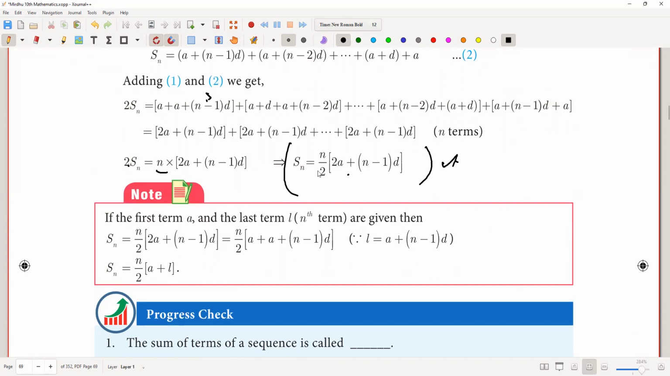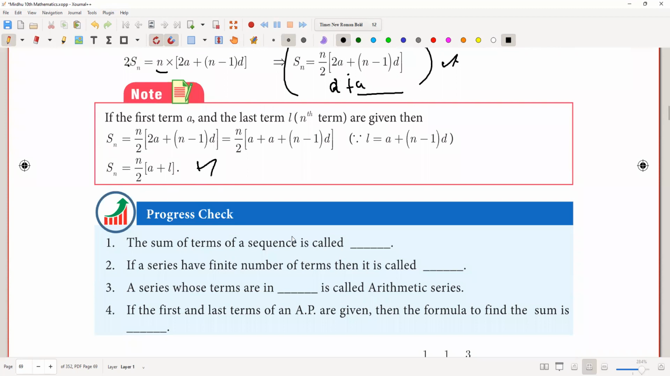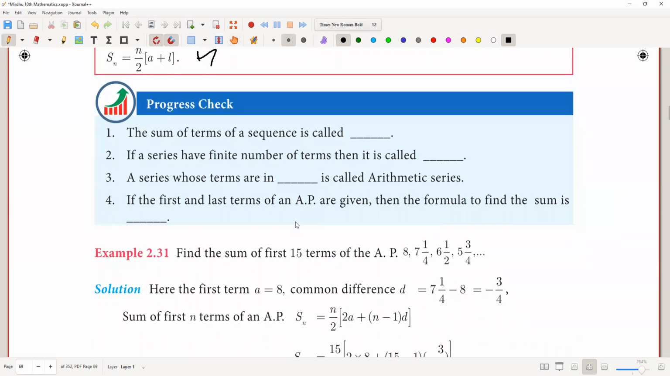Then this 2A can be converted into A plus A, and this becomes L, isn't it? Last term. So A plus L. So this is how we'll be getting the sum of terms. Just check into it. You'll easily get the result. Get it? Okay.